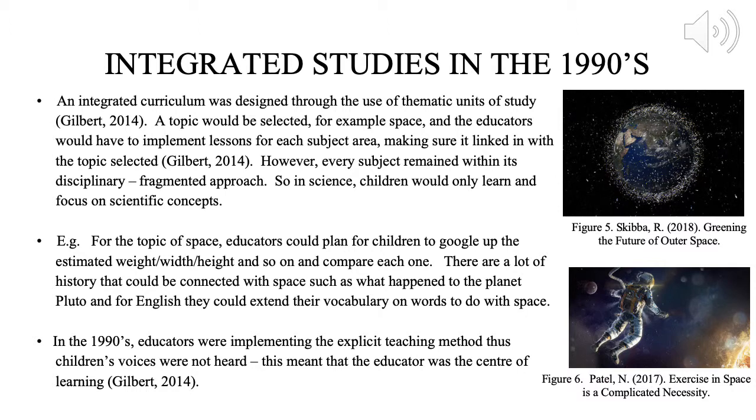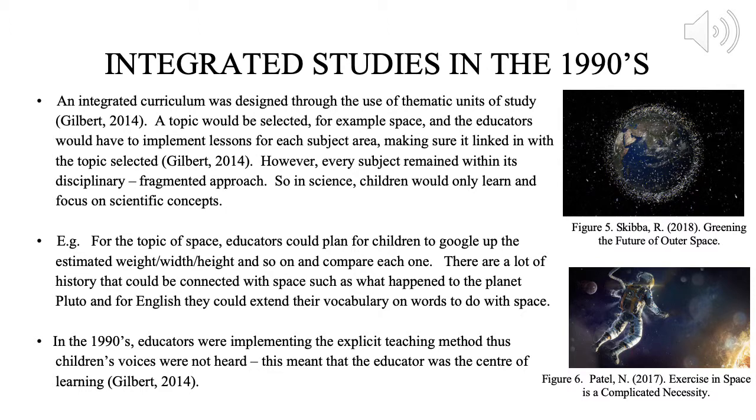Integrated studies in the 1990s. An integrated curriculum was designed through the use of thematic units of study. A topic would be selected, for example, space, and the educators would have to implement lessons for each subject area, making sure it linked in with the topic selected. However, each subject remained within its discipline, which is the fragmented approach. So in science, children would only learn and focus on scientific concepts.